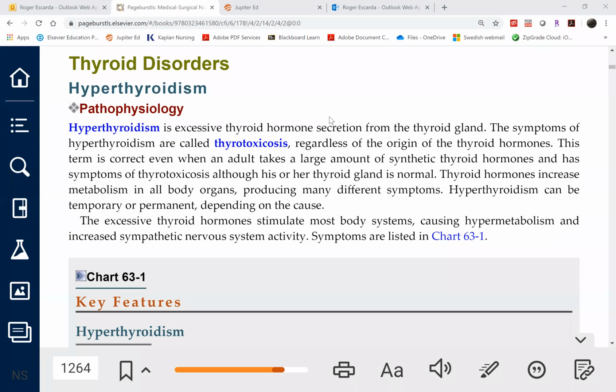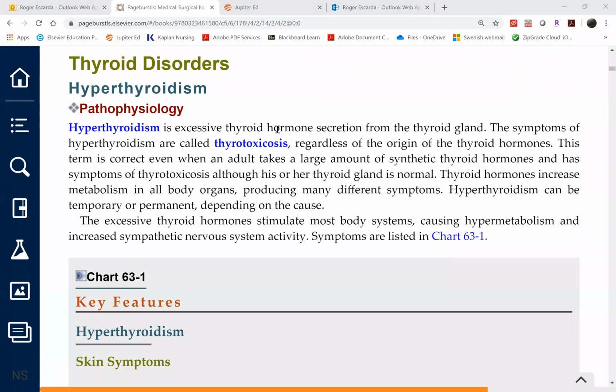All right, let's start over. Thyroid disorders. All endocrine problems only have two problems. You either have overactivity or underactivity of the gland. So let's start with thyroid disorders.